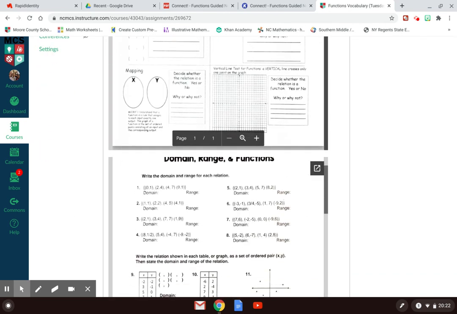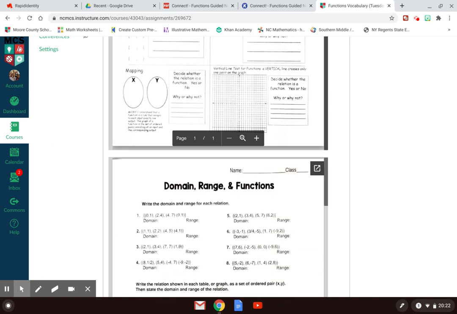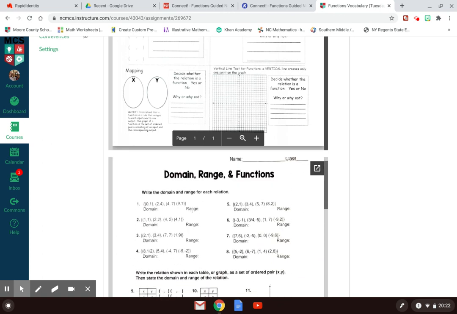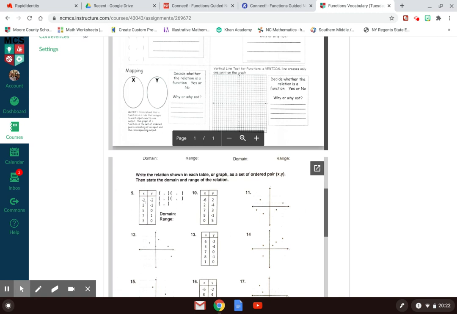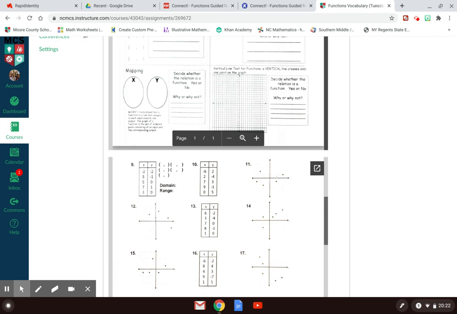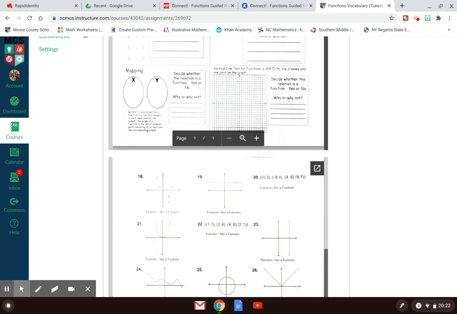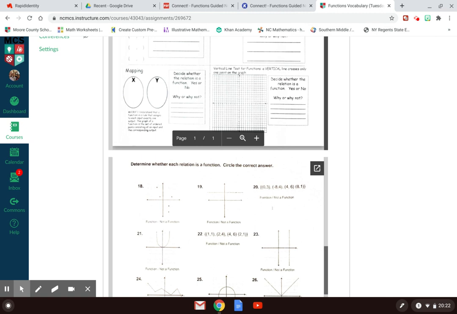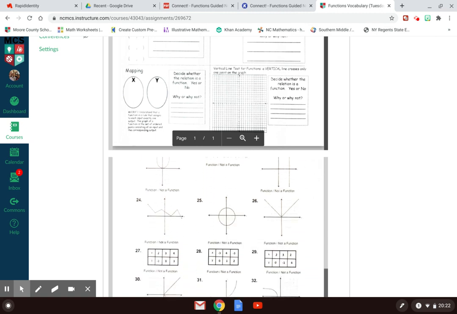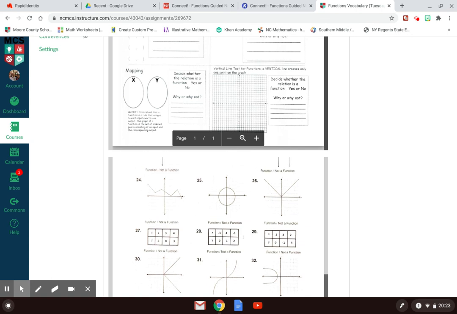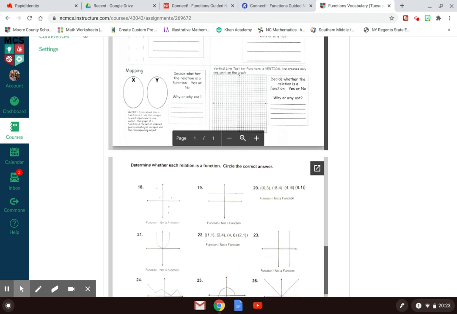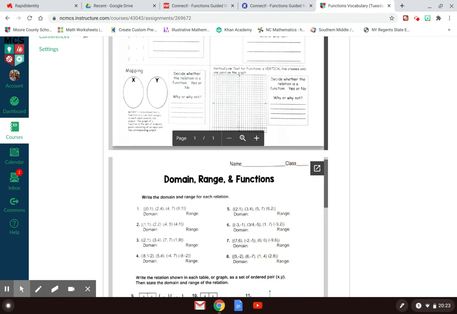And like I said, this will be due Thursday just due to the length of it. You're going to look at each of these and write the domain and the range of the sets of ordered pairs. Then for the next part, you're going to write the domain and the range for either the table or for each of the graphs that you see down here. And then for these, you're going to determine if each relation is a function or not. So for some of these, you're going to get to use the vertical line test. Others, you're going to have to look, is the x value repeating? So you get to use all three different strategies.